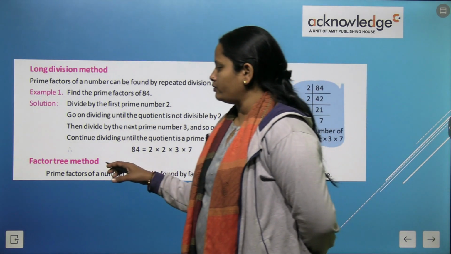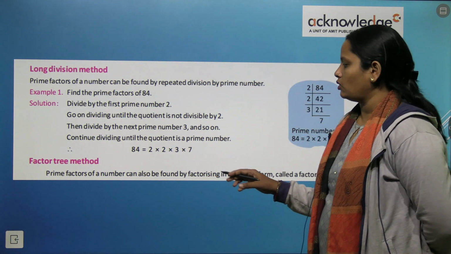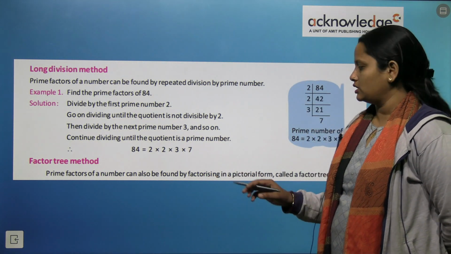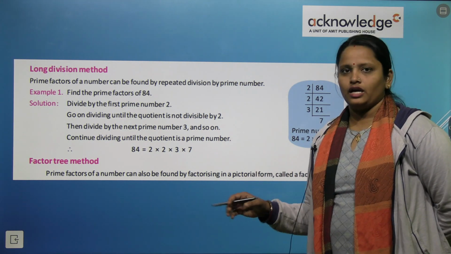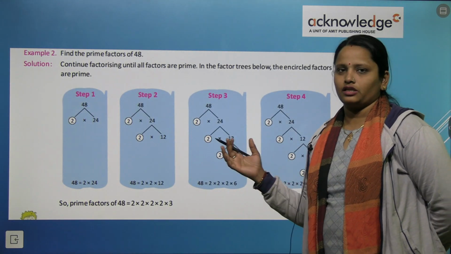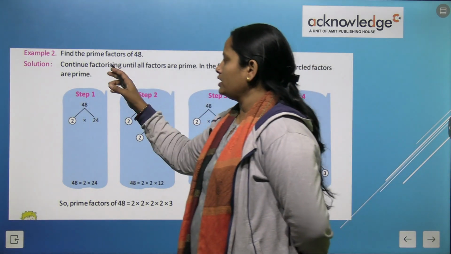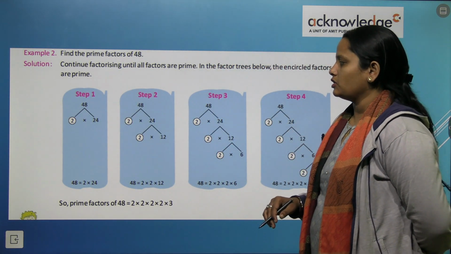Now let's learn the factor tree method. Prime factors of a number can also be found by factorizing in a pictorial form. Pictorial form में हम इसे करके जो है prime factor निकाल सकते हैं. Called a factor tree, जिसे हम factor tree कहते हैं. This is a factor tree. Find the prime factors of 48. 48 के prime factors हमें निकालने हैं.